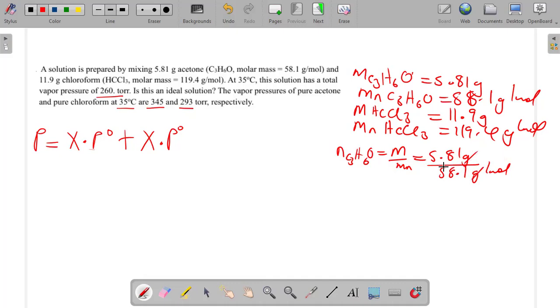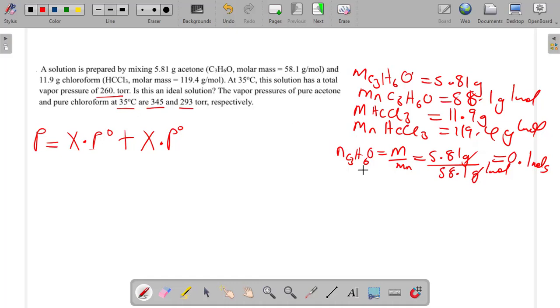Then if we divide our 5.81 by 58.1, we are going to get the number of moles to be equal to 0.1. So I have 0.1 moles. Then now I also need to calculate the number of moles for my chloroform.